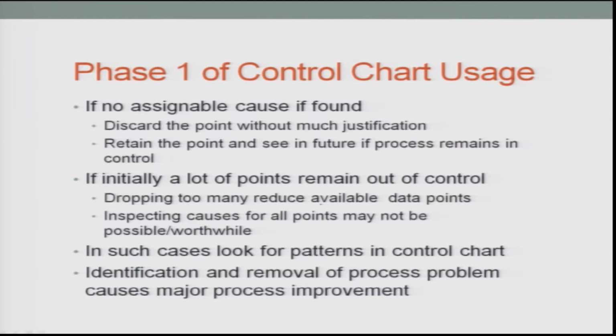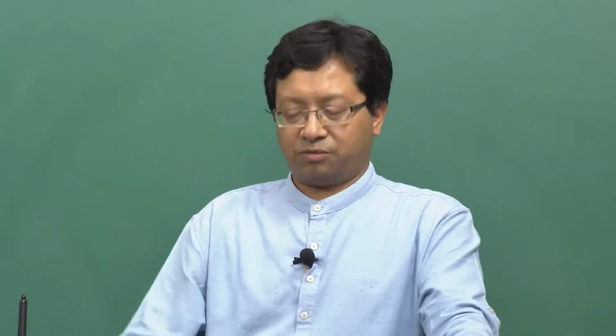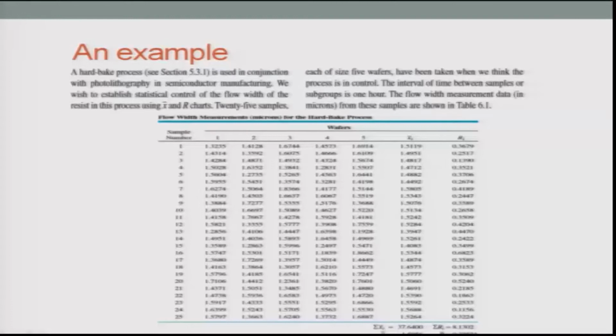Identification and removal of process problem causes major process improvement. So, if the problems are eliminated at one go, you are able to improve the process capability, and improvement of the whole process takes place. Let us consider an example, a hard bake process. This is taken from section 5.3.1 of the Montgomery book.